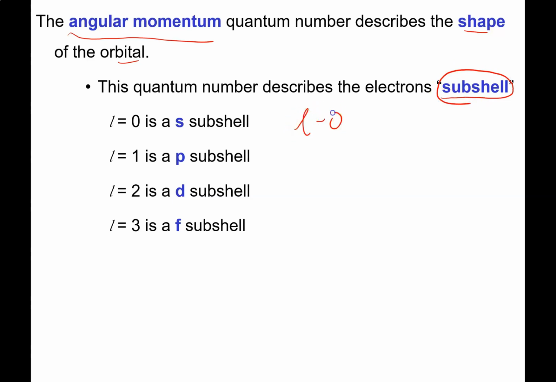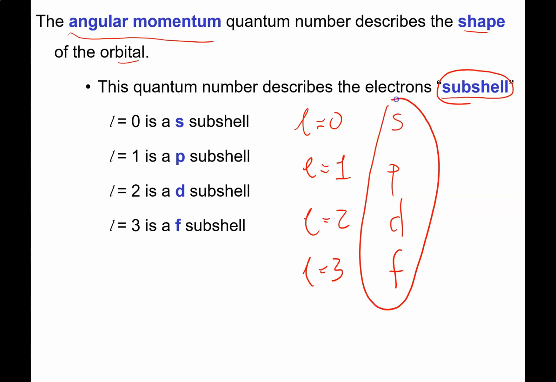So L equals 0 corresponds to a subshell type of S. L equals 1 refers to a subshell type of P. L equals 2 refers to a subshell of type D. And then L equals 3 refers to a subshell of type F. These letters are probably familiar to you from Chemistry 139. And hopefully you remember that an S subshell is different in shape from a P, which is different from a D, which is different from an F. So the angular momentum quantum number describes the general shape of the orbital.